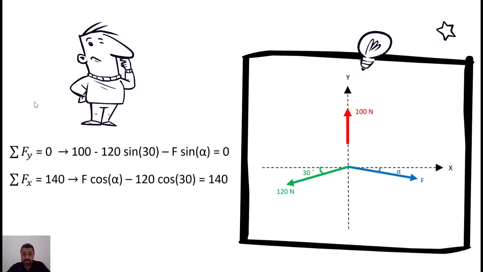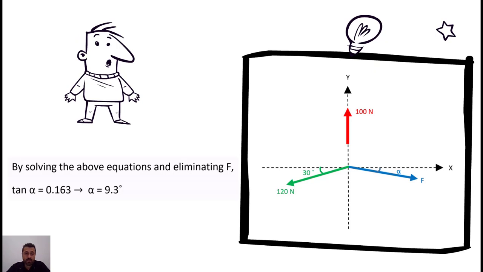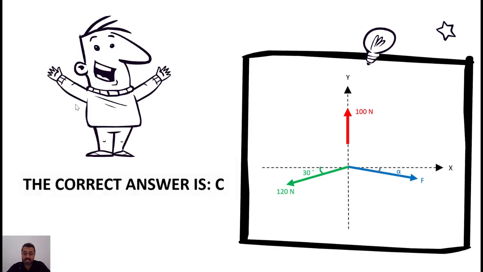Remember, the time is limited and it is 2 minutes and 54 seconds. So we need to be fast and decide which variable is required. So by solving the equations and eliminating the F force, tangent of alpha is 0.163 and alpha is 9.3 degree. So the answer is option C.